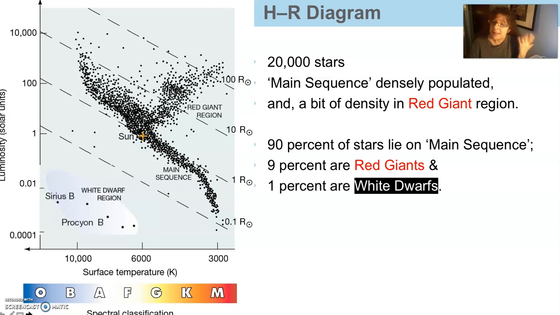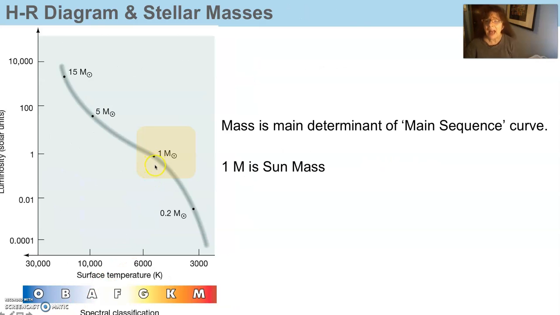When we talked last time about the 20,000 closest stars to the sun, we talked about the line, the main sequence, which really concentrates on luminosity. And we talked about the red giants. 90% of the stars in our universe seem to be along the main sequence. Let's see what that main sequence has to do with mass. Actually, mass is a big part of the main sequence.